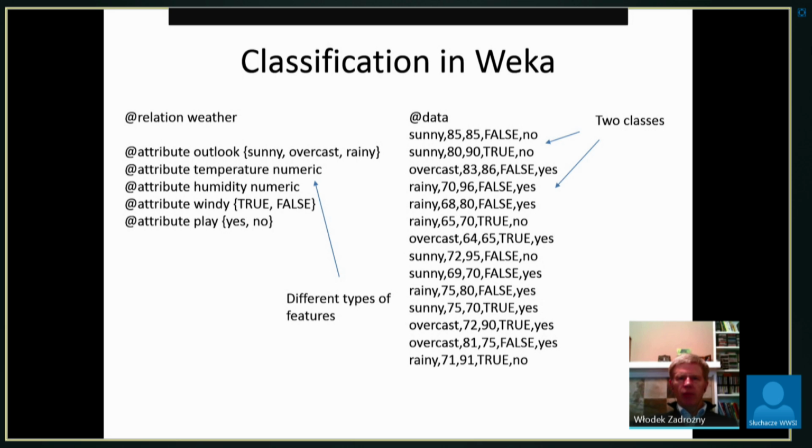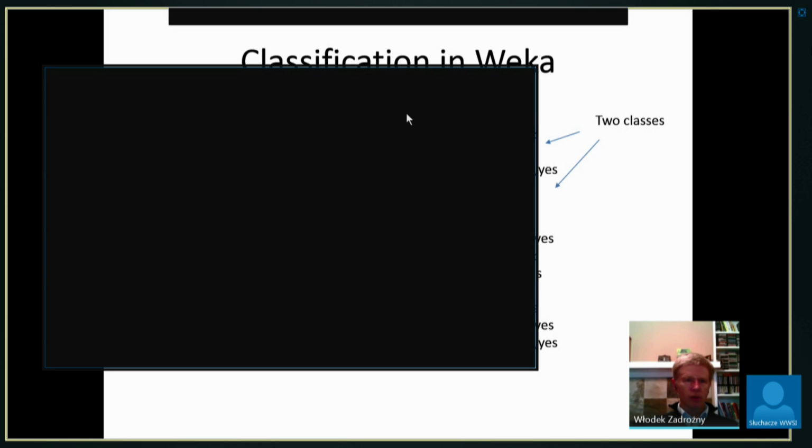There is a classical example in WEKA. Okay, we talked about WEKA in the class in Warsaw. So here we have different classes of features or attributes. So the attribute can be temperature, the attribute can be numeric, the attribute can be true or false, or yes or no. So the problem here is, depending on the weather, to decide whether to play or not play. As we can see, we have two classes, yes and no.